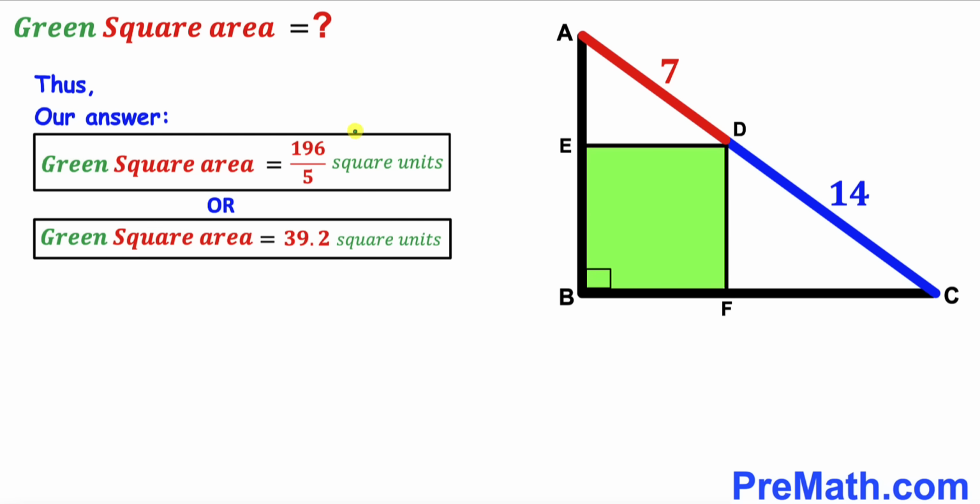So after all the calculations and manipulations, the area of this green shaded square EBFD turns out to be 196 divided by 5 square units, and that's equal to 39.2 square units as well. Thus the area of this green shaded square turns out to be 39.2 square units. And that's our final answer.